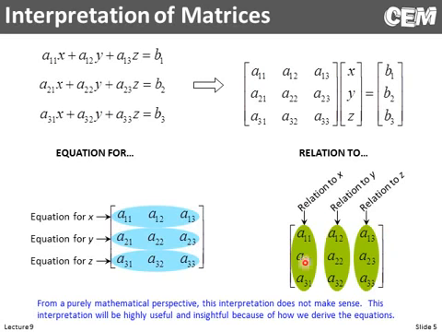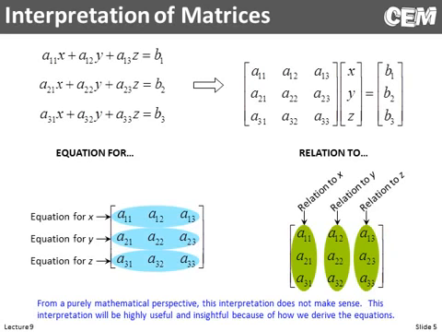Then we're going to look at the columns and interpret the columns as a relation to. So in the first row, that's our equation for x. And this first number is how x is related to x. The second number is how y is related to x. The third number is how z is related to x. So if we jump to some other random point, this is how y is related to z.